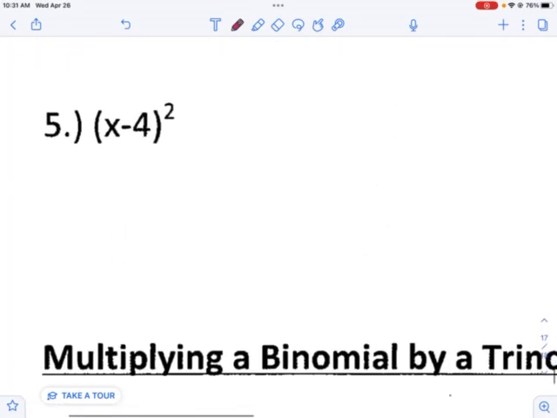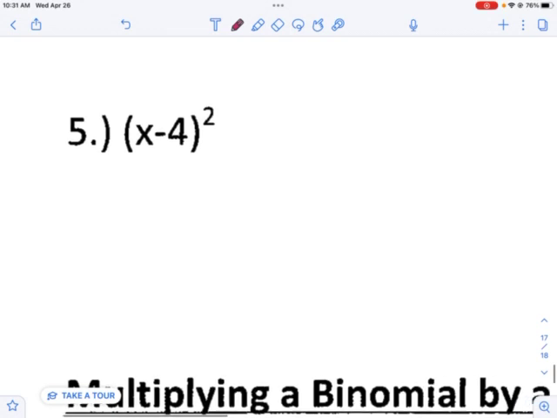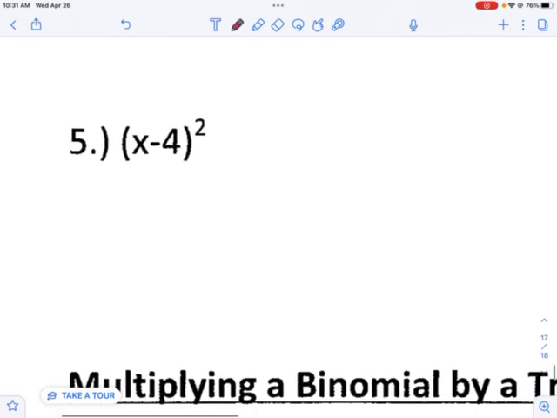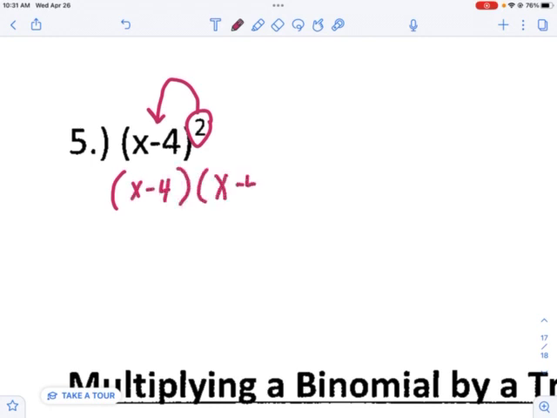Now let's go ahead and look at number 5. Okay, so this looks like I would just distribute my 2, right? I would just distribute that. Well, no. Remember, that 2 is telling you how many times this base is being multiplied. So the first thing we need to do is expand. I need you to write that. Expand.